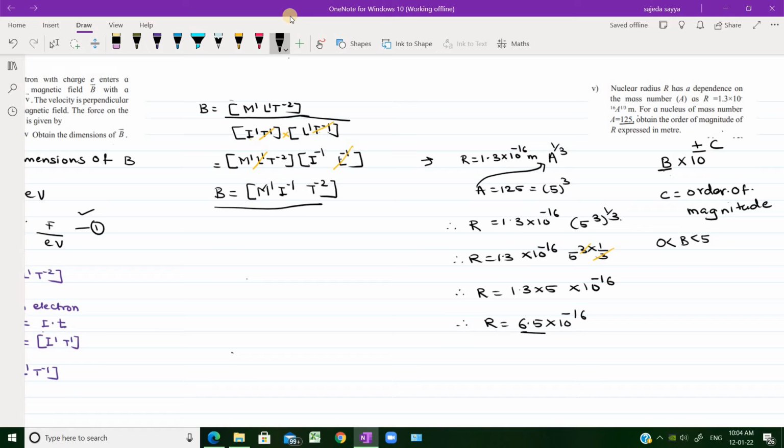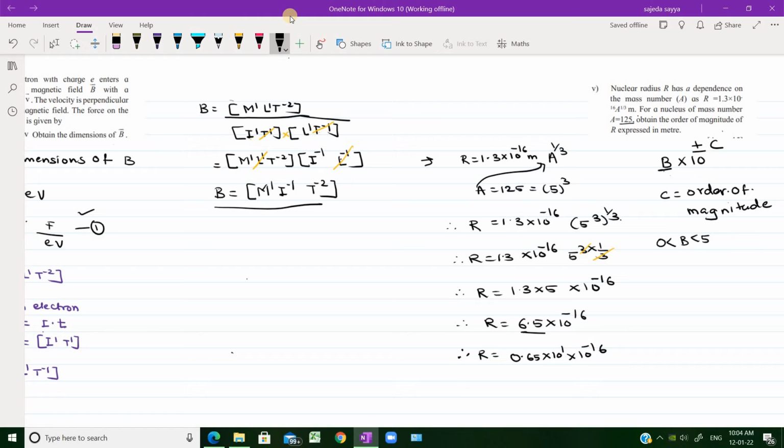But here, looking at this 6.5, we can round it off. It is closer to 10 than to 5, so we can round it off to 10. Therefore, expressing it in terms of power of 10, we can write this number as r equals 0.65 into 10 raised to 1 into 10 raised to minus 16. Sorry, I am so sorry.